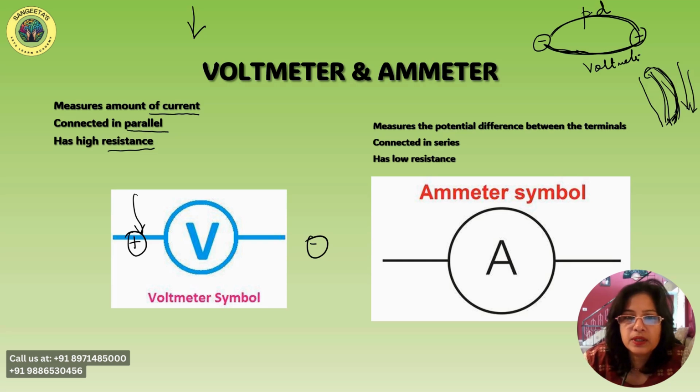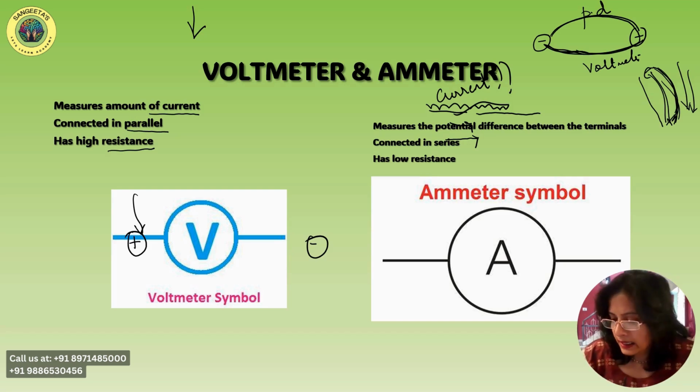Coming to the ammeter, the ammeter measures the current. How much current is flowing? That instrument is known as the ammeter. It is connected in series, and since the current has to pass through it, it needs to have less obstruction, which is known as less resistance.